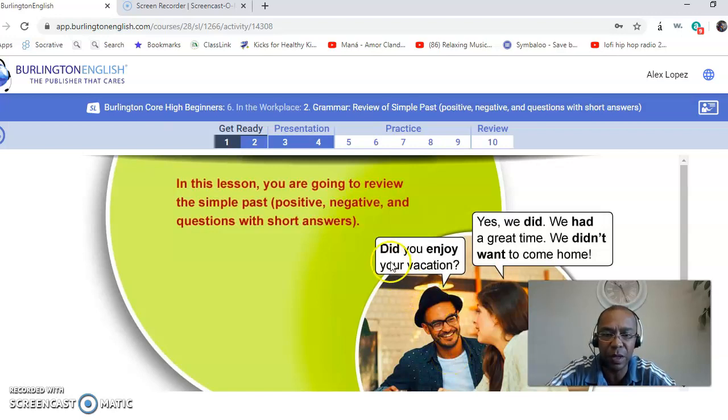is used. For example, the form did. Did you enjoy your vacation? Notice that enjoy here, this verb, was not conjugated because you already have did. And that's something that we're going to cover today. To recognize the rule that when you use did or does or didn't and doesn't, you do not have to conjugate the verb. You leave it in its infinitive, original form.